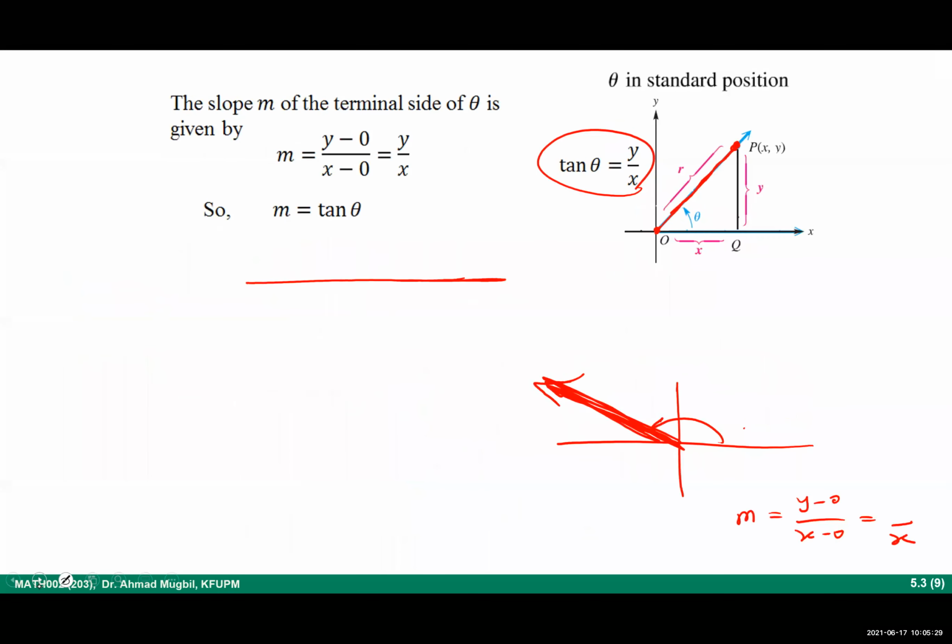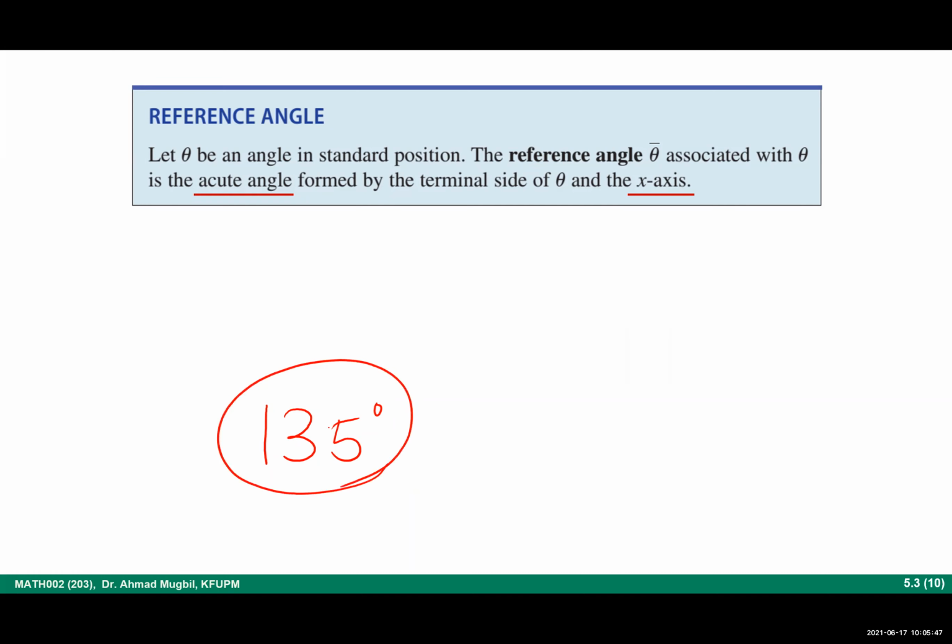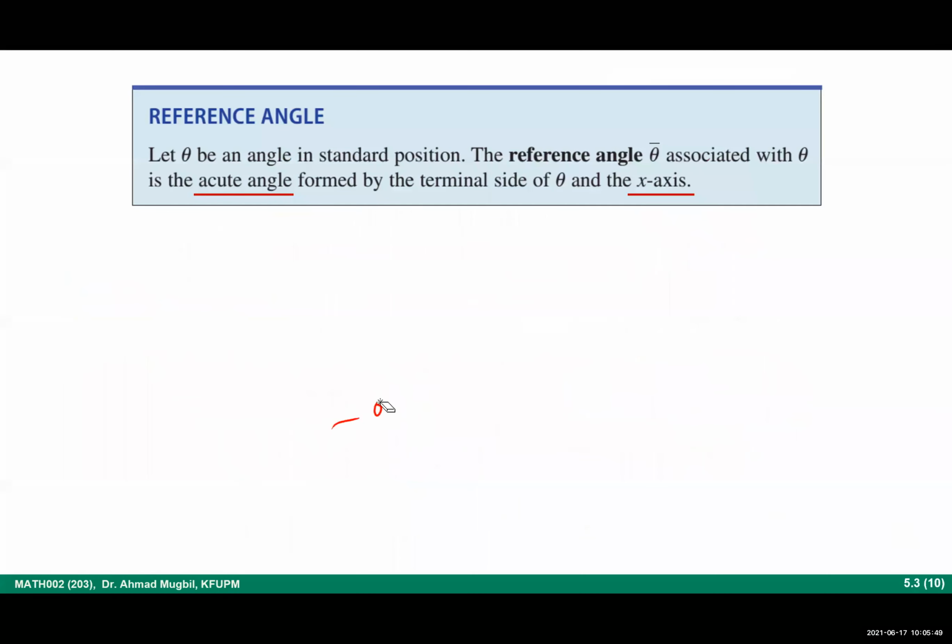Now, Shabab, the most important part in this section is here: the reference angle. Do you remember my question that I told you about how to find, for example, the trigonometric functions for this angle, because it cannot be in a triangle? So how do we do that? Now we will be able to do this. With the help of the reference angle, we can find the trigonometric functions for any angle.